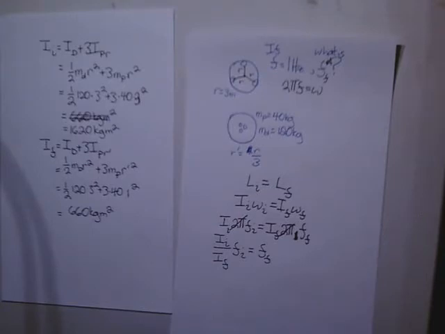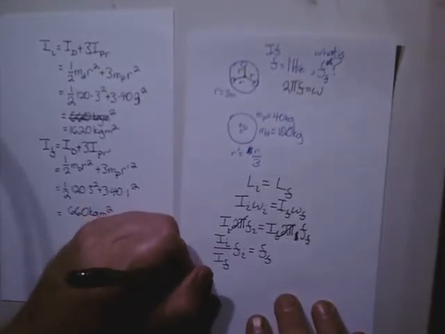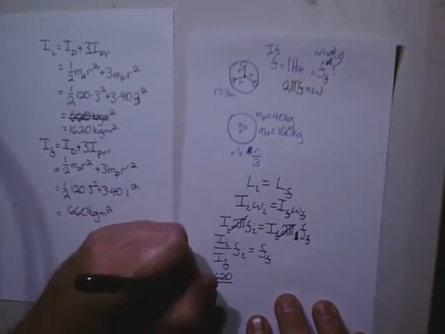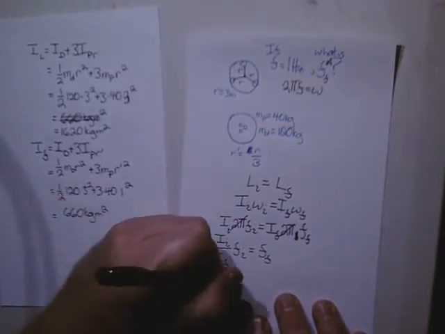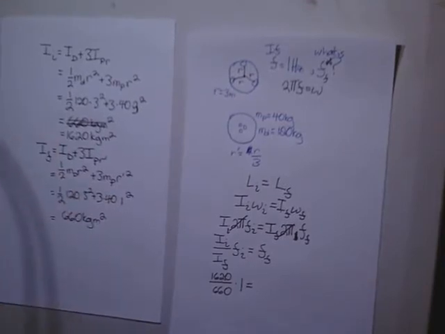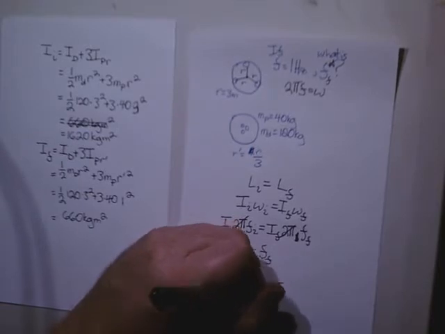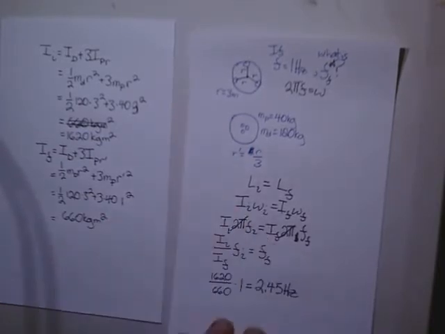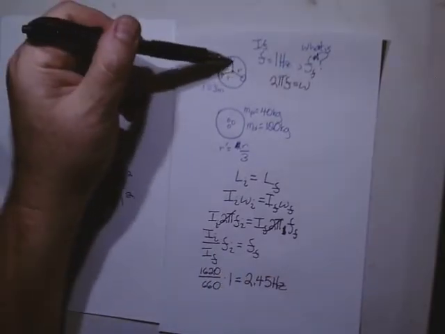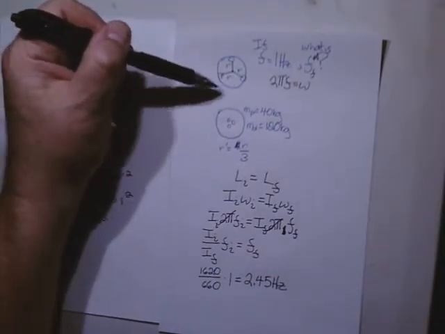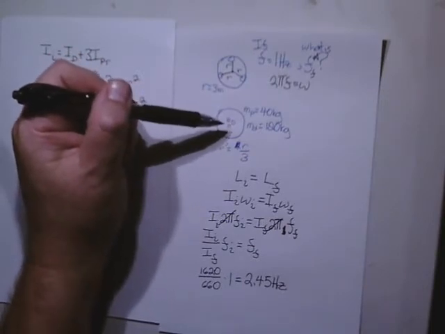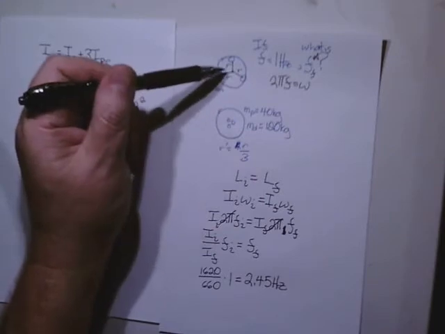And now I'm double checking myself because I don't trust me. 660. Which means that the I initial is 1620, the I final is 660, the initial frequency is 1, so the final frequency is 2.45. Well, what happened initially is that the points were at the edge of the disk, and then the points moved towards the middle, such that their new radius is 1/3 that of the old radius.